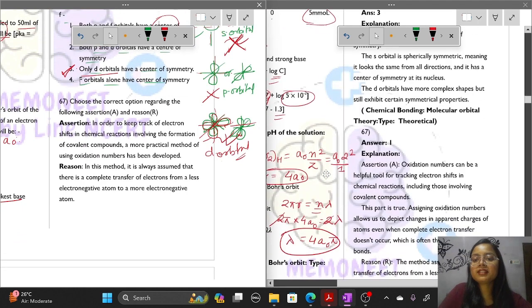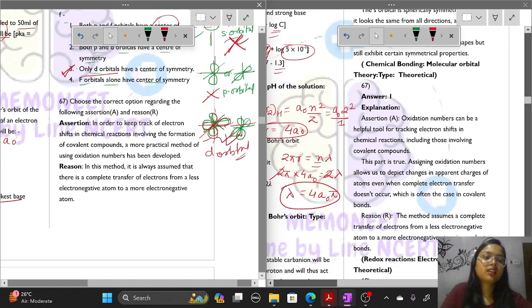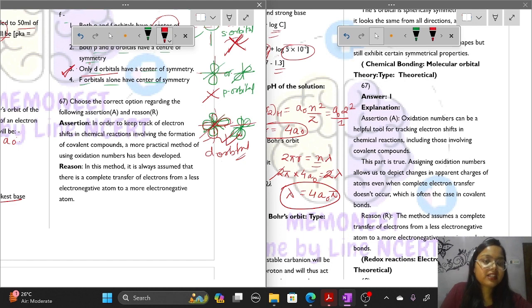For question number 67, choose the correct option regarding the following assertion and reason. So assertion says that in order to keep a track of electron shifts in chemical reaction involving the formation of covalent compounds, a more practical method of using oxidation number has been developed.